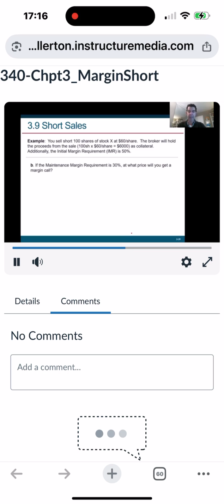Part B, if the maintenance margin requirement is 30%, at what price will you get a margin call? Before we dive into this, and we're going to do it exactly the same way that we did it for the long case, we're just going to do a little balance sheet. But before we do that, let's just think this through for a second. If I'm short, what do I want? I want the price to go down. So the bad scenario for me is that the price is going up.